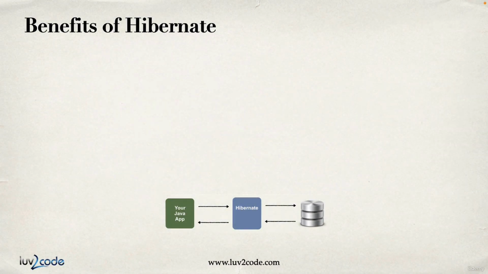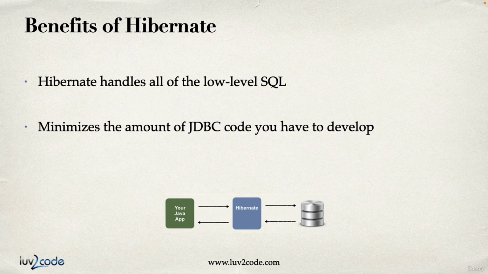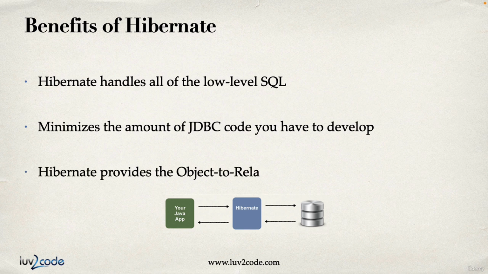Now, what are the benefits of using Hibernate? Well, Hibernate handles all of the low-level SQL code, so it actually minimizes the amount of JDBC code that you have to develop. Hibernate can handle the object-to-relational mapping, and it makes it really easy to create apps to store and retrieve objects from the database.